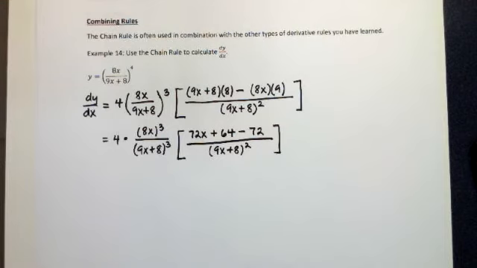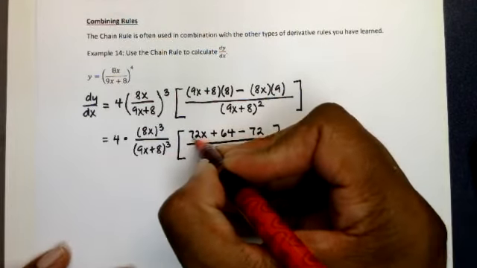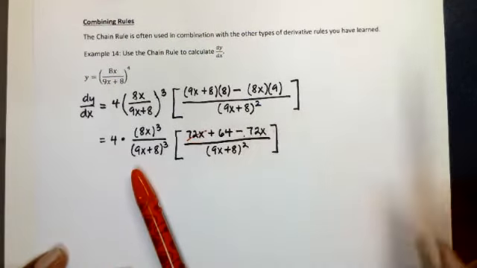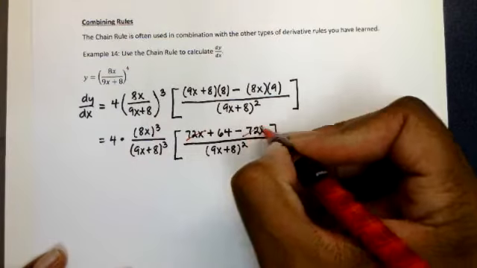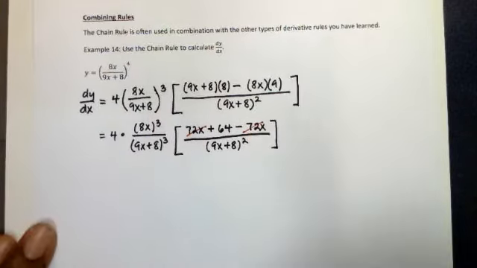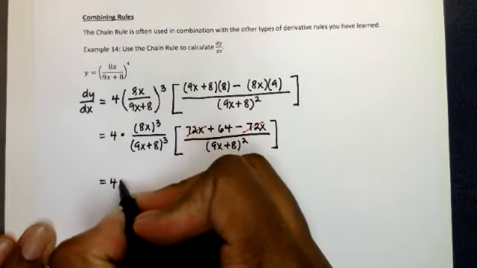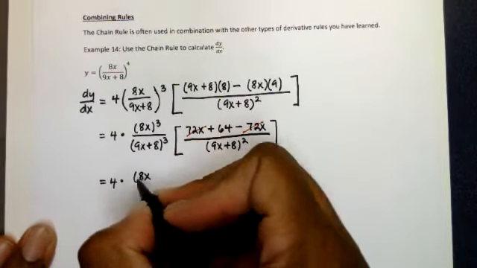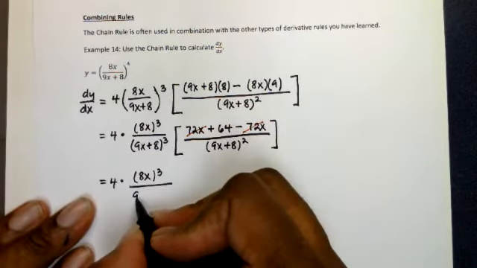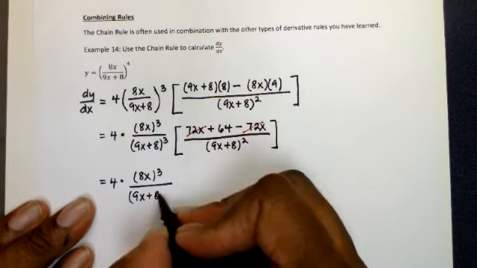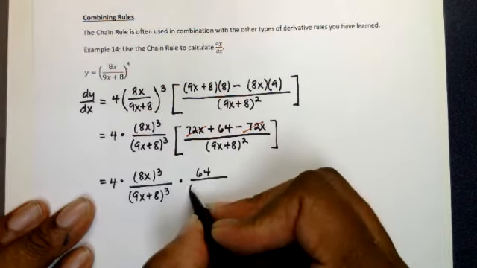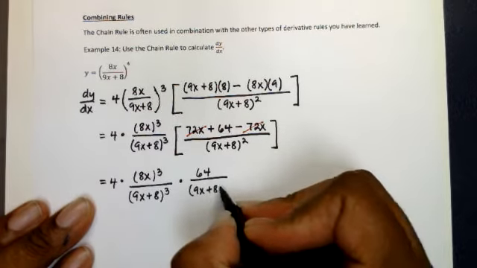Now let's simplify the bracket. What's in the bracket? 72x, and this should be minus 72x here as well. That adds to 0. So that's gone. You'll be left with 64 in the numerator. So I'm going to have 4 times 8x, and that's cubed, over 9x plus 8, quantity cubed, times 64 over 9x plus 8, quantity squared.